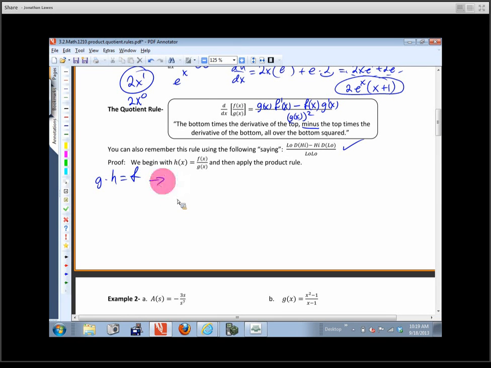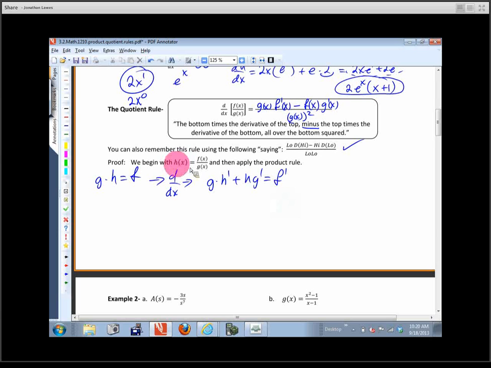G times h equals f. Okay. All I've done is algebraically move this around. Now I'm going to find the derivative with respect to x. So I have a product over here, so let's go ahead and apply the product rule. The product rule is the first times the derivative of the second, plus the second times the derivative of the first. And over here, I'm just finding the derivative. So that's going to be f prime. Any questions?